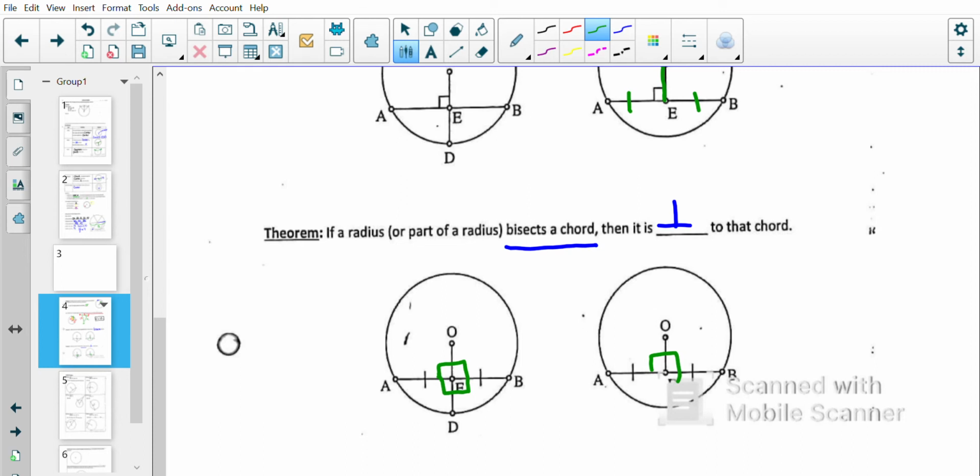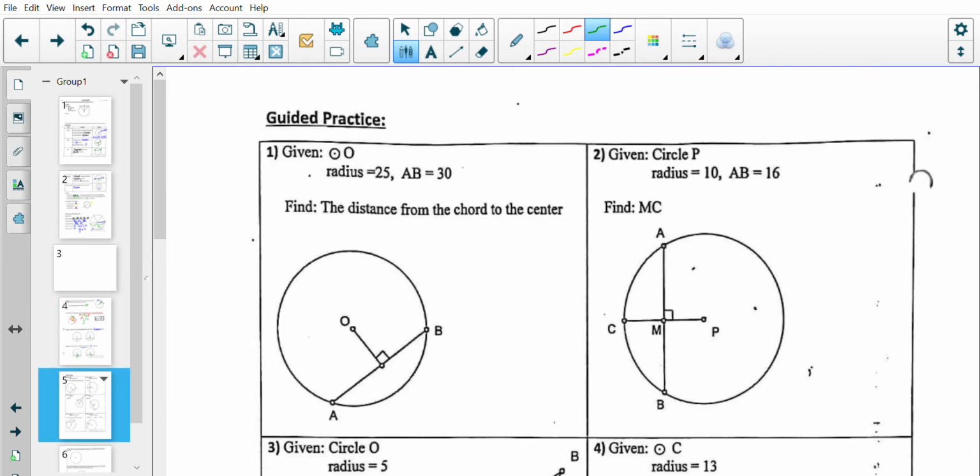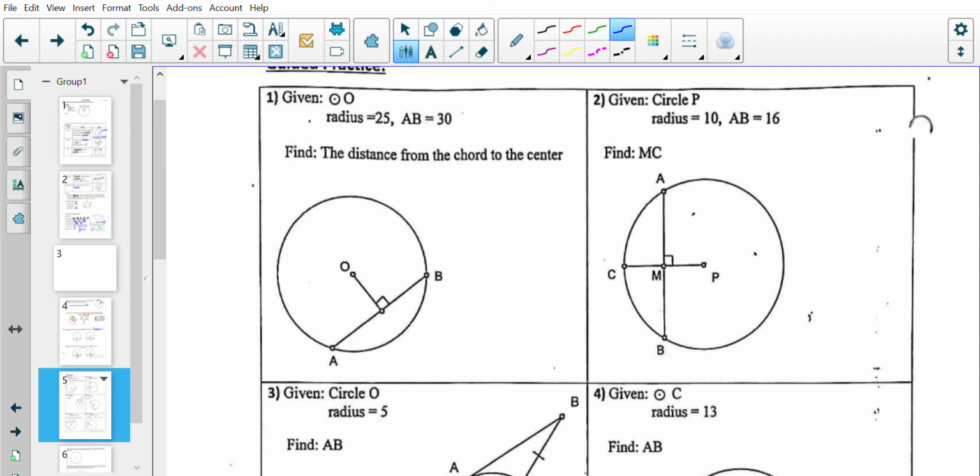All right, let's do some problems. I think we're ready. So let's look at our given information. We have circle O, and that's a really important piece of given information because it's identifying for us which point is the center. They're telling us the radius is 25 and AB is 30. So I'm going to hold off on that radius for just a minute, but we know AB is 30. We also know if there's a segment coming from the center of the circle perpendicular to a chord, it's going to bisect. So each part of this will be 15.